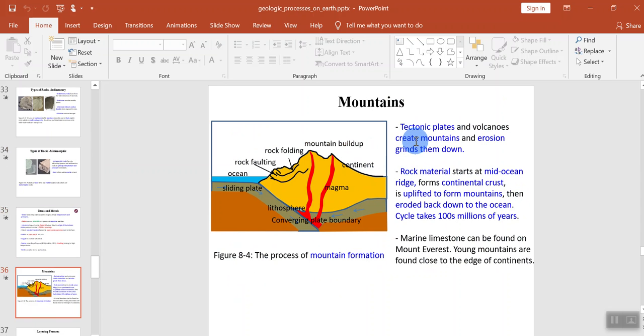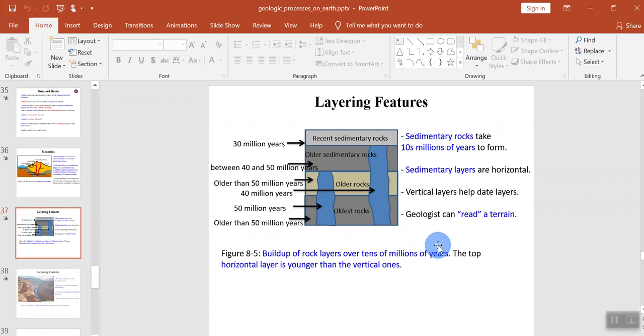So there you go. Tectonic plates create mountains. Erosion and weathering grind them down. So the rock material starts at the mid-ocean ridge, forms first the oceanic crust, then the continental crust is uplifted to form mountains, then eroded back down to the ocean. A cycle takes hundreds of millions of years. Everything, if you go far enough, used to be at the bottom of the ocean, like Mount Everest. They found some limestone sedimentation, which used to be at the bottom of the ocean.